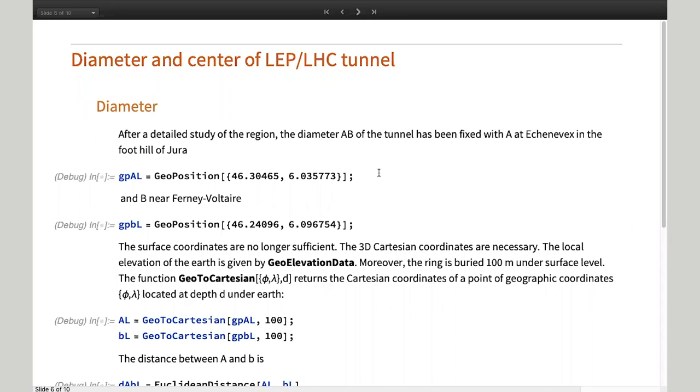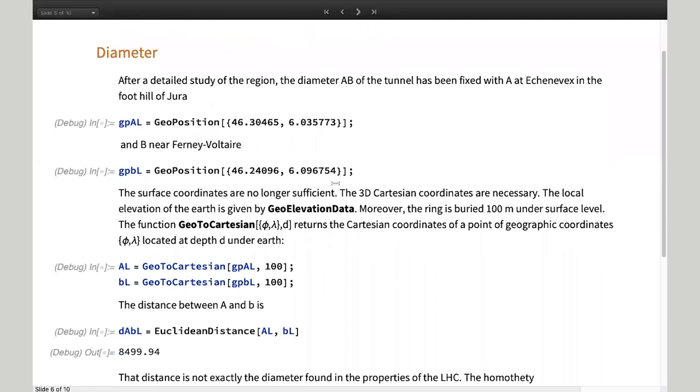Nevertheless, assuming that all those studies have been made and decisions were taken, it was said that the north side of the diameter of the circle would be near a village called Échenevex, and this is a point A of the diameter. And you can find it with geoposition, which returns the coordinates of Échenevex. And the point B is near Ferney-Voltaire that I mentioned a while ago, which is here. You can see that there are 6 decimals there, between 5 and 6. So that gives you an idea of the precision we require.